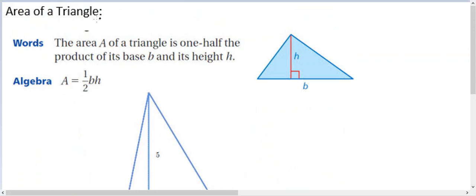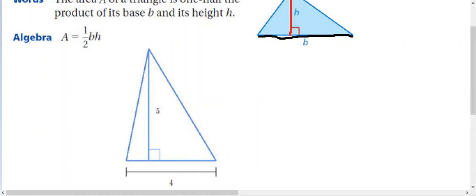Our next shape is a triangle. So the area of a triangle is 1/2 the product of the base and its height. So what that means is it's 1/2 times the base times the height. So just like the parallelogram, the base is the bottom of our triangle. So the bottom of this triangle is right here, highlighted in black. The height is highlighted in red here. The height is how tall the triangle is.